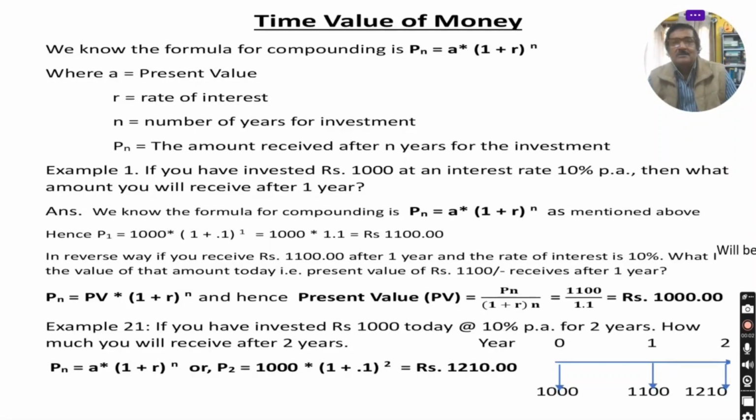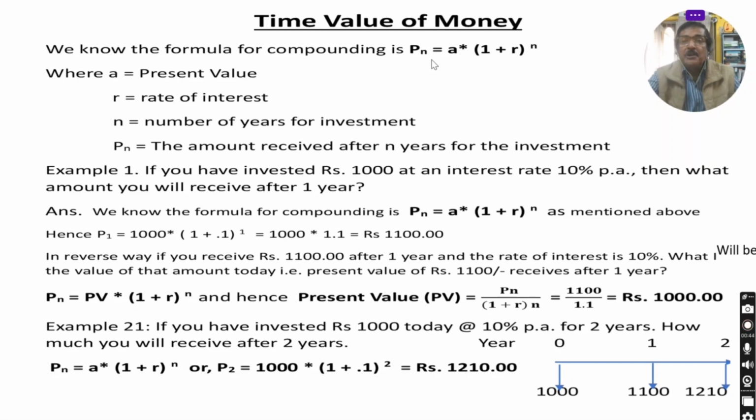Today I am going to discuss time value of money. The very common formula for compounding is this: Pn is equal to A into (1 plus R) to the power n, where A is equal to present value, R is equal to rate of interest, n is the number of years for investment, and Pn is the amount which will be received after n years after investment. The rate of interest is, say, per annum.